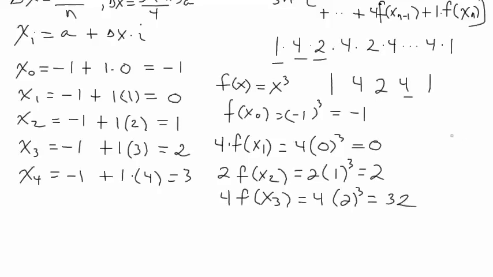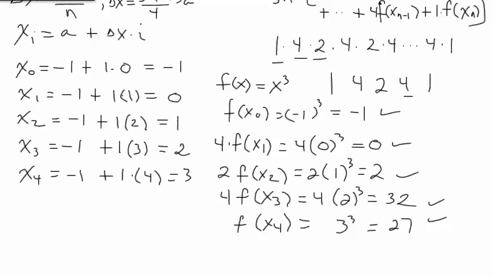All right, and then of course the last one has a coefficient of 1, so we won't write that. f of x4, and x4 is 3, so 3 cubed is 27. All right, so we got all of our numbers there. Okay, good enough.